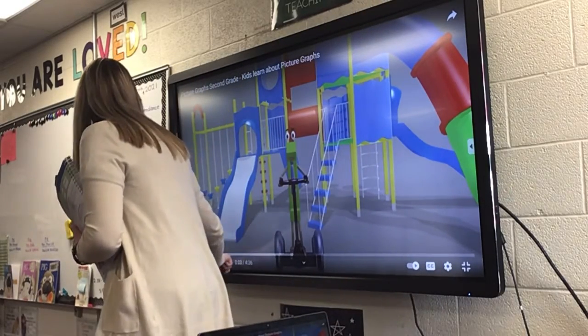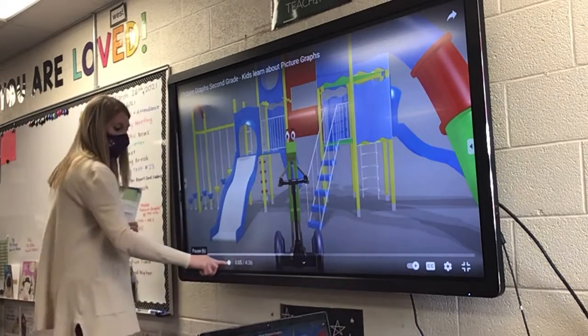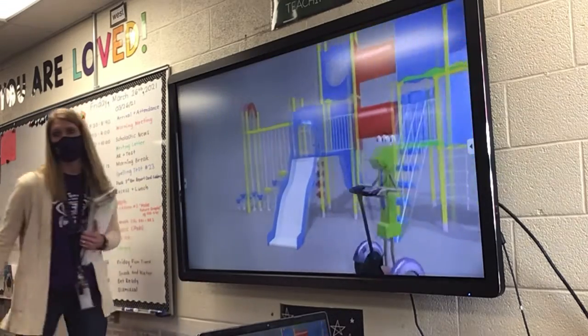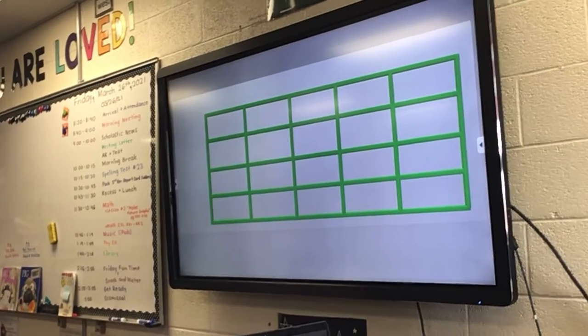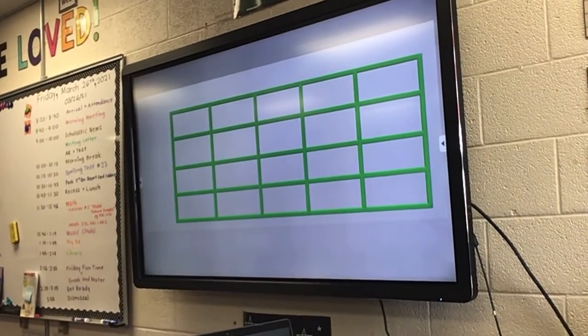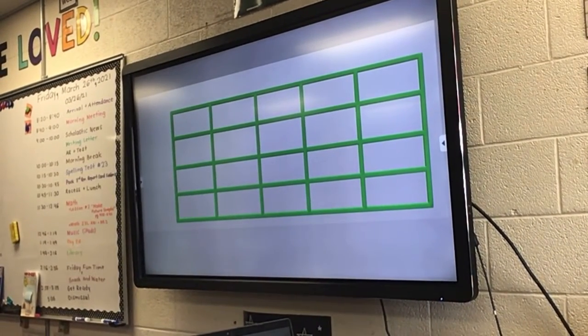Hey everyone, today we are going to learn about picture graphs. Let's go on over and take a look. We are going to build a picture graph and use it to answer questions about the data we collect. Using a picture graph will help us visualize the data we have.